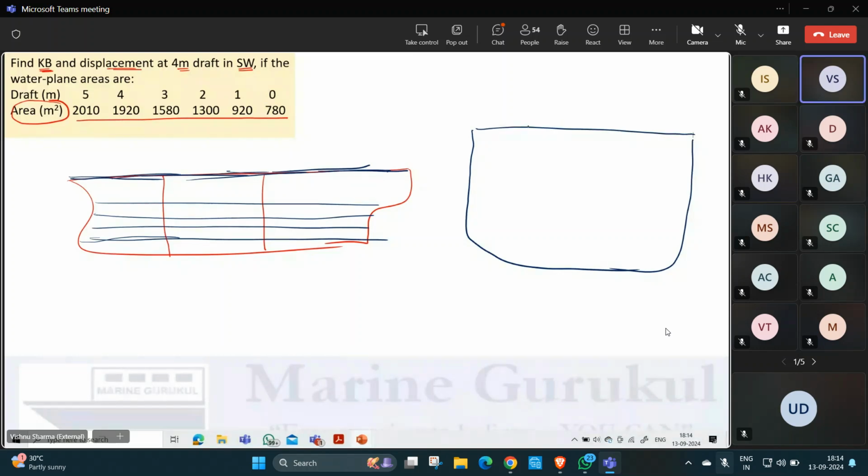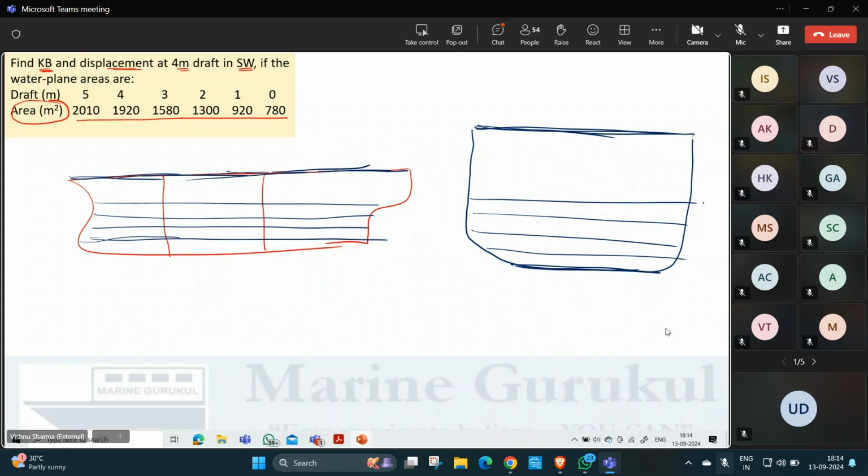In the cross-sectional view, this is the deck. If this is the deck and this is the keel, then water plane areas will be shown like this. Does everybody agree, beta? Am I right? Clear? Clear, class?